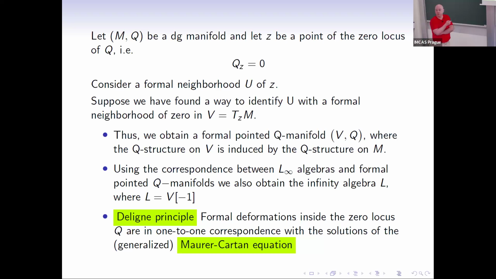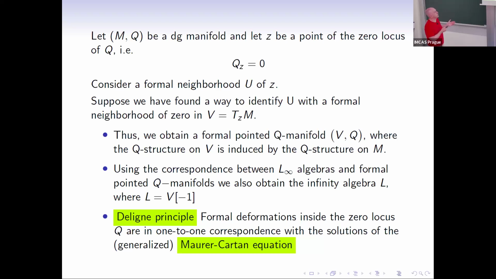For instance, if you can choose local coordinates, then it can always be done. Then the general Deligne principle says that formal deformations of points of the zero locus, if you try to deform z, will correspond to Maurer-Cartan equations in this Lie algebra. And this is actually a very rich structure. How it's written here, it looks very simple.